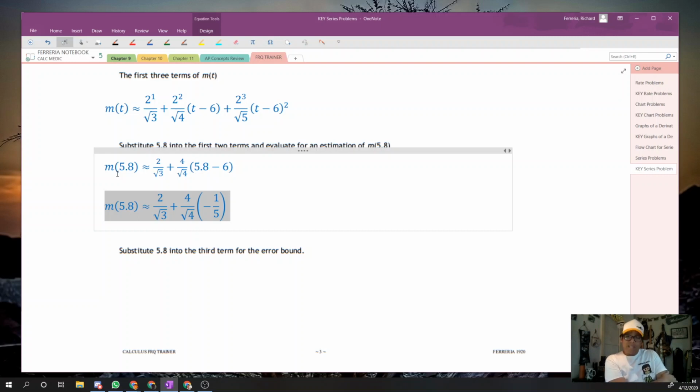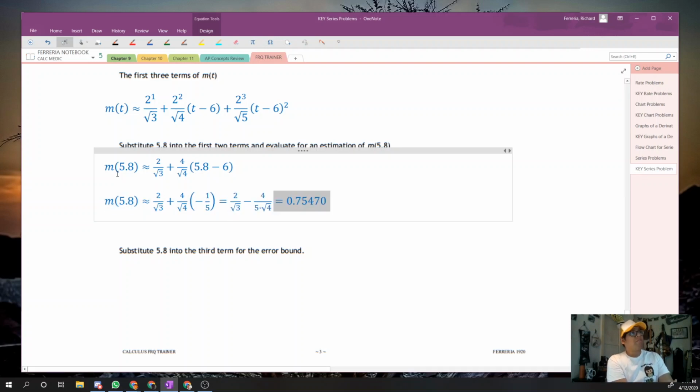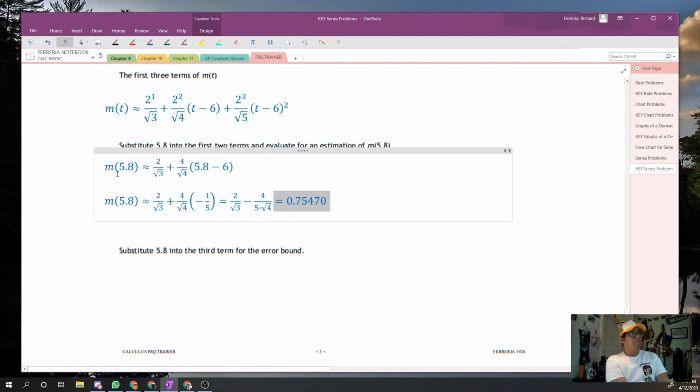And I know this is not the calculator part of the test. If this was an actual AP test, this would be something which you can calculate using pencil and paper only. But since this isn't the actual AP test, we're going to do this with a calculator and figure it out. Well, we get 0.75470. Okay, so that is the estimate for his distance from the wall. Remember, it's an estimate because we only use the first two terms of the series.